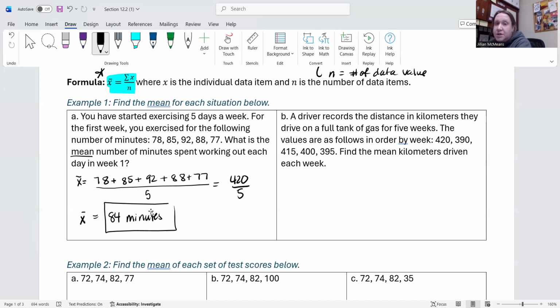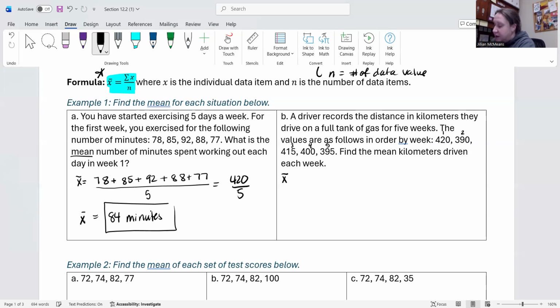Part B. A driver records the distance in kilometers they drive on a full tank of gas for 5 weeks. The values are as follows in order by week. Week 1, they drove 420. Week 2, 390. Week 3, 415. Week 4, 400. And then week 5, 395. So this was week 1, 2, 3, 4, and 5.